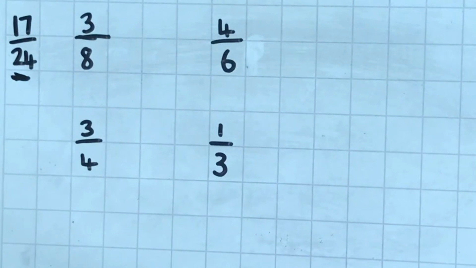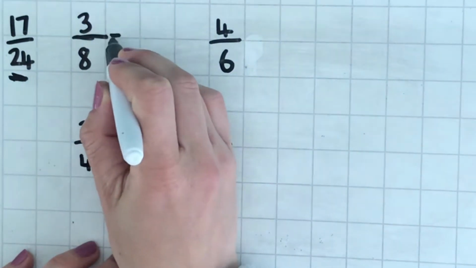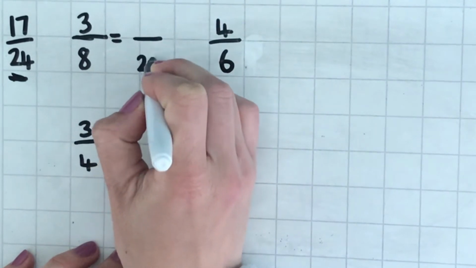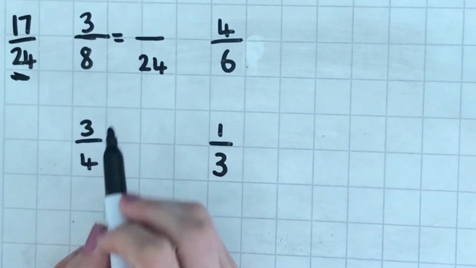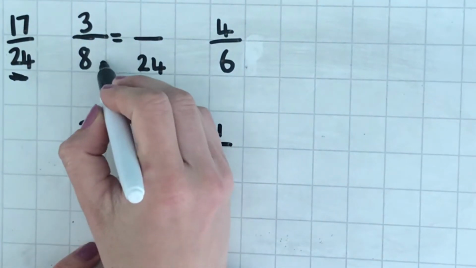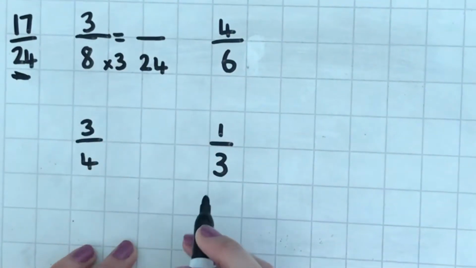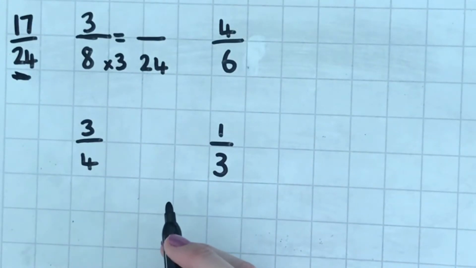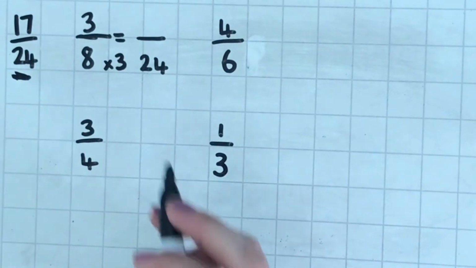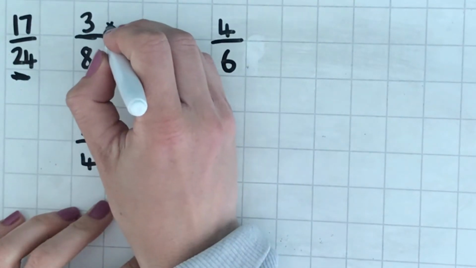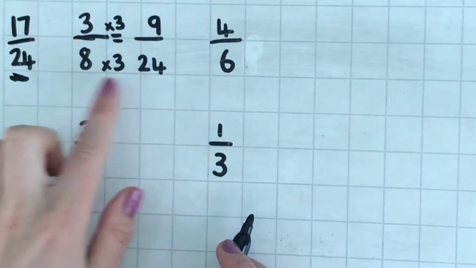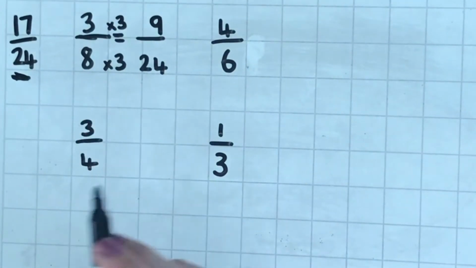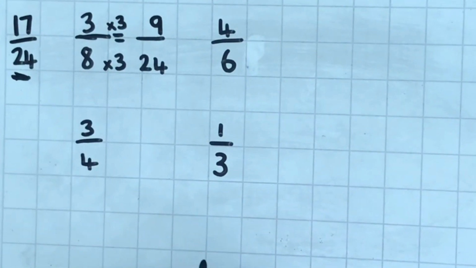So we don't need to worry about 17 out of 24. So we're going to start with 3/8. So we're going to put equals and we're going to make our denominator 24. So you have to think about what do you do to 8 to make it 24. So you times it by 3. Remember with your fractions, whatever you do to the bottom number, you must also do to the top number. So we need to multiply our 3 times 3, which gives us 9 out of 24. This is an equivalent fraction. 3/8 is exactly the same size as 9 out of 24.